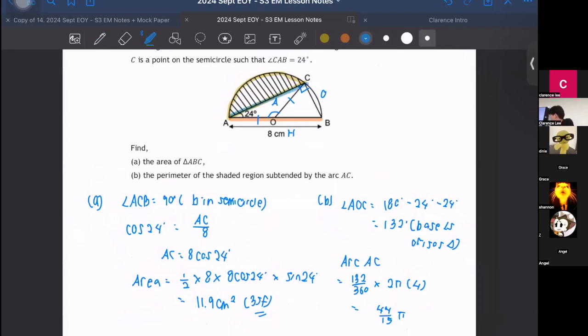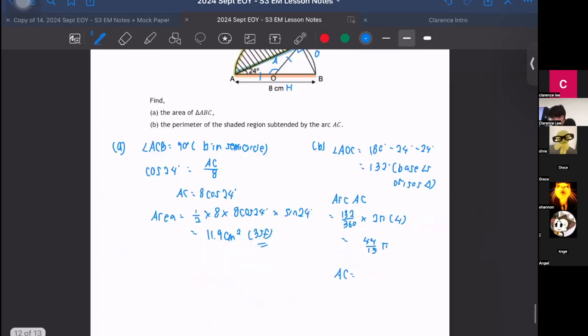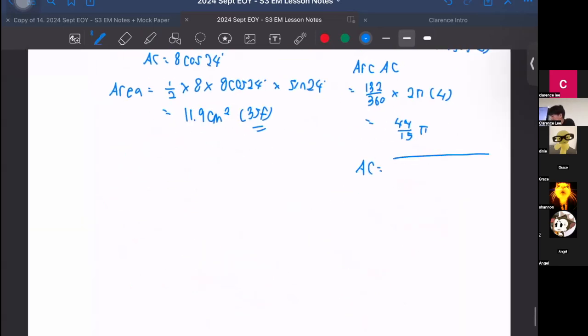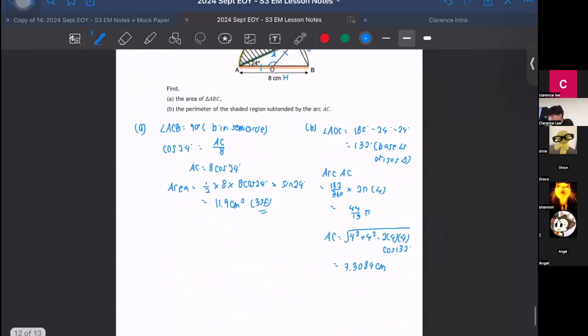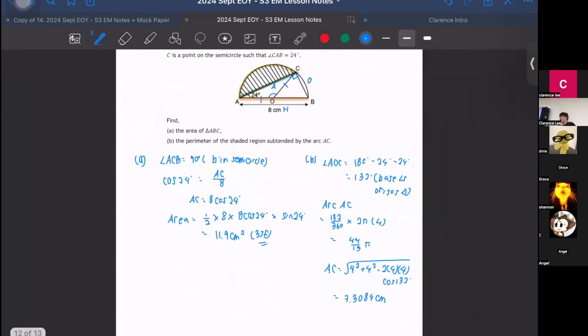Okay, a bit of trigo context is very simple. Every time you have a trigo question, ask yourself, is it a right angle triangle or not? If it is, you can use Pythagoras theorem and SOH CAH TOA. If it's not, sine rule, cosine rule. So in this case, it's not a right angle triangle. You will use your cosine rule, which will be 4 squared plus 4 squared minus 2 times 4 times 4 cosine 132 degrees. So now you must change back to degree mode and we'll get 7.3084 for AC. Okay, so that's for length of AC and the arc AC.